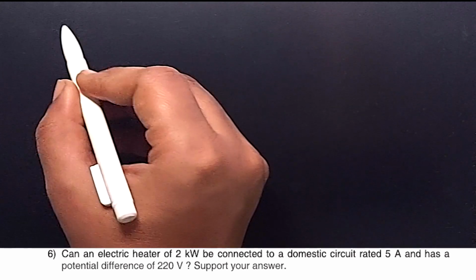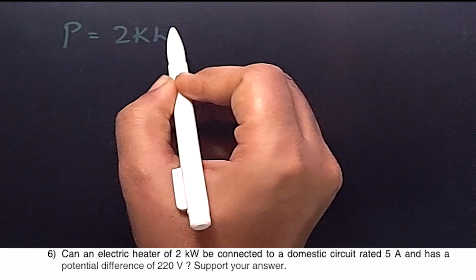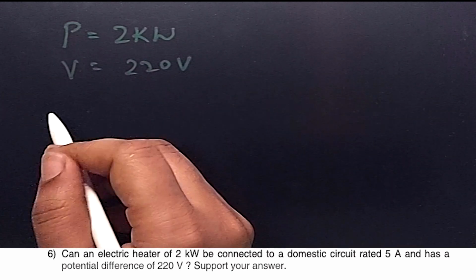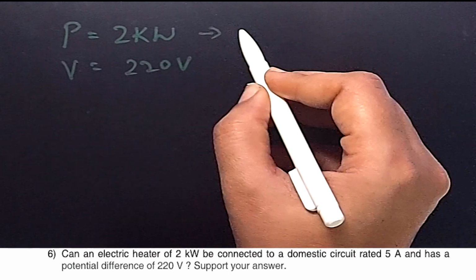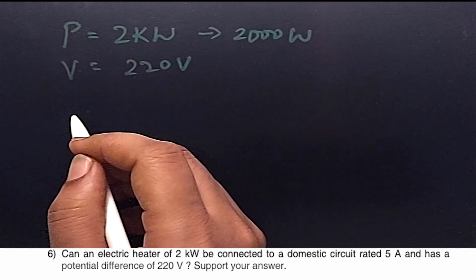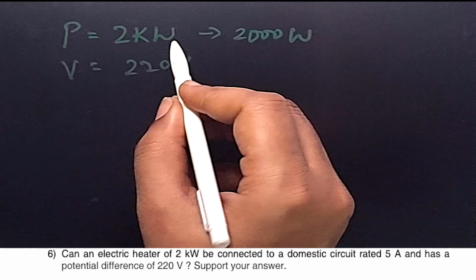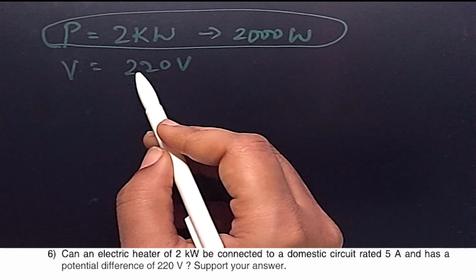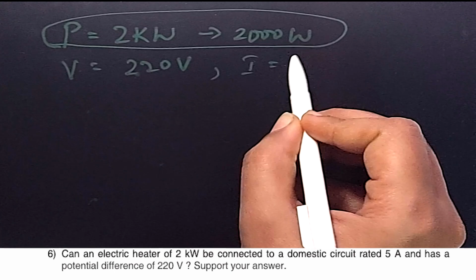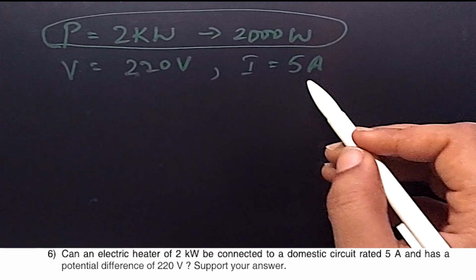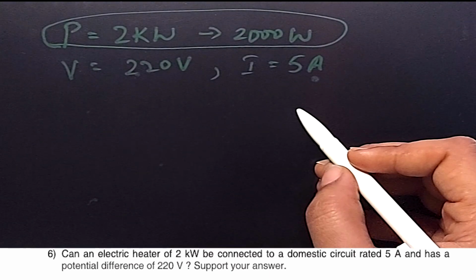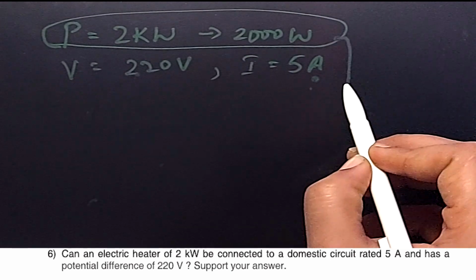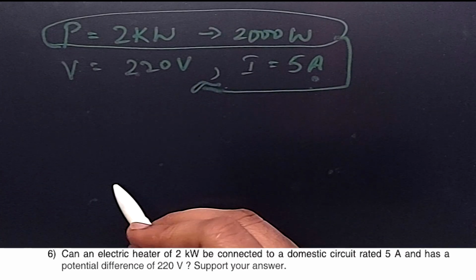So let me write the given quantities. What is power? That is nothing but 2 kilowatt. Voltage 220 volt. This is nothing but 2000 watt. You have to check whether an electric heater of this much power with the given voltage and current flowing through the circuit is 5 ampere, whether an electric heater of this power, that is nothing but 2000 watt, can operate under these given conditions.